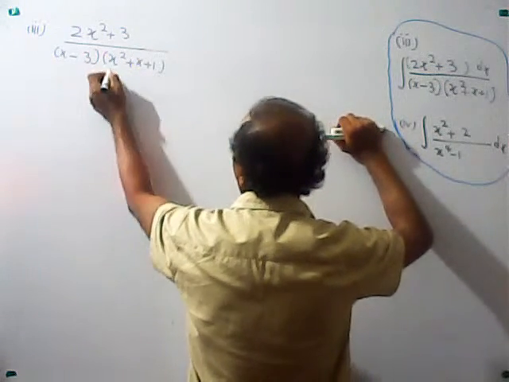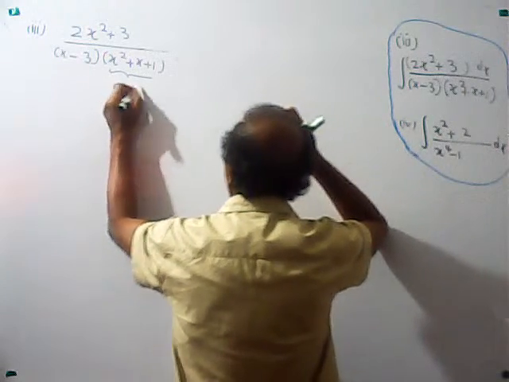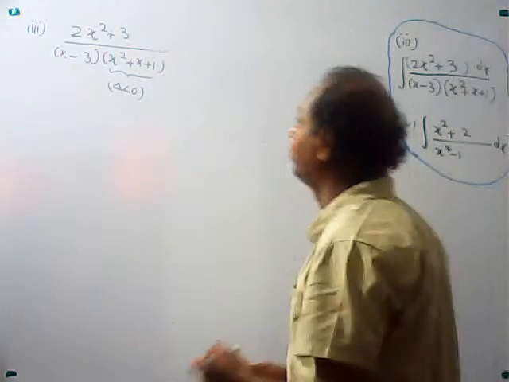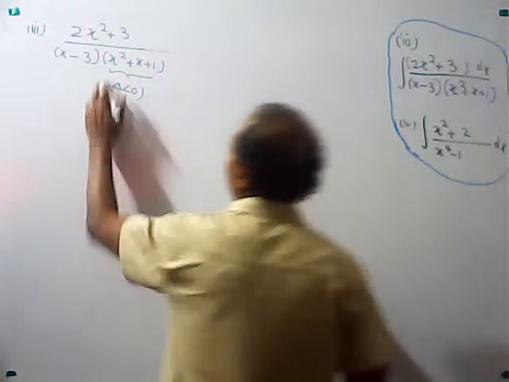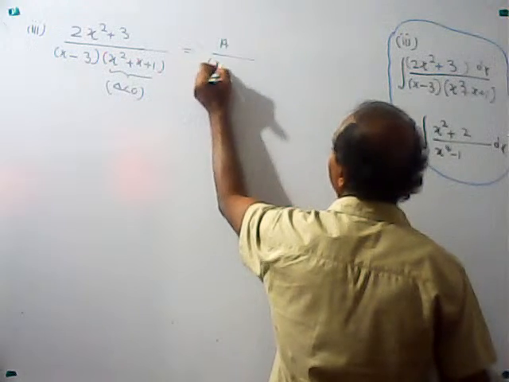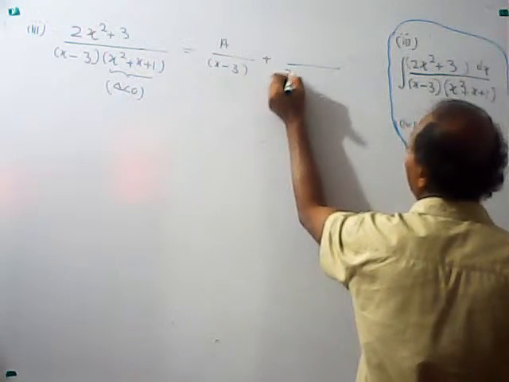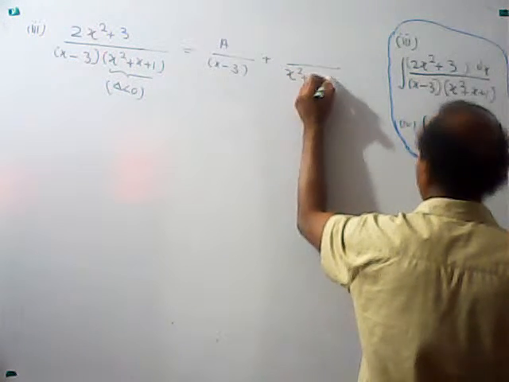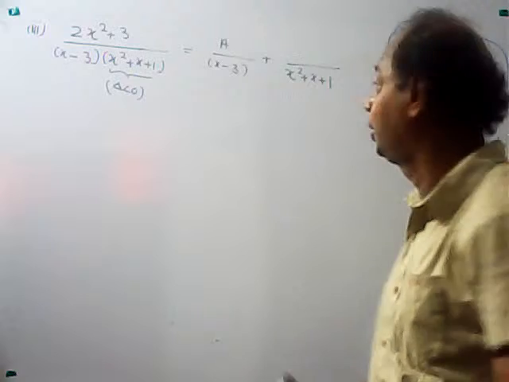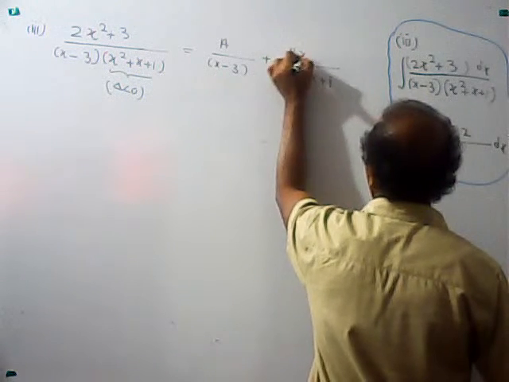So this is something you cannot break further. Its delta is less than 0. No further factors of this. So it's a quadratic factor. So you have to break it like this: A over x minus 3. If it's a quadratic factor, x squared plus 6x plus 1, of which there are no factors, then you will write the linear one on top, Bx plus C.